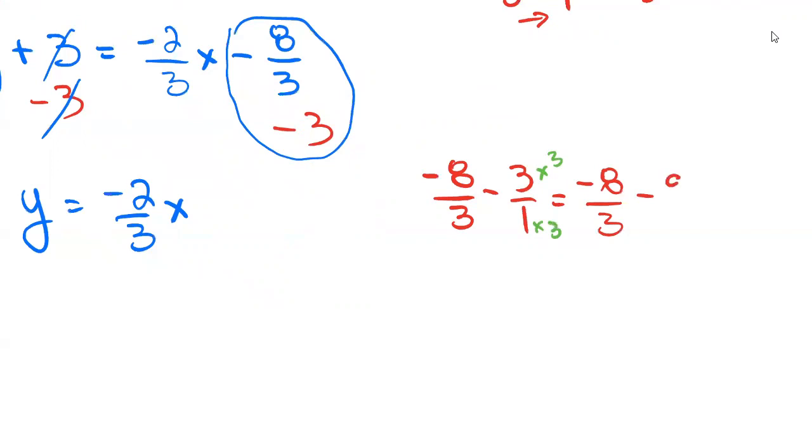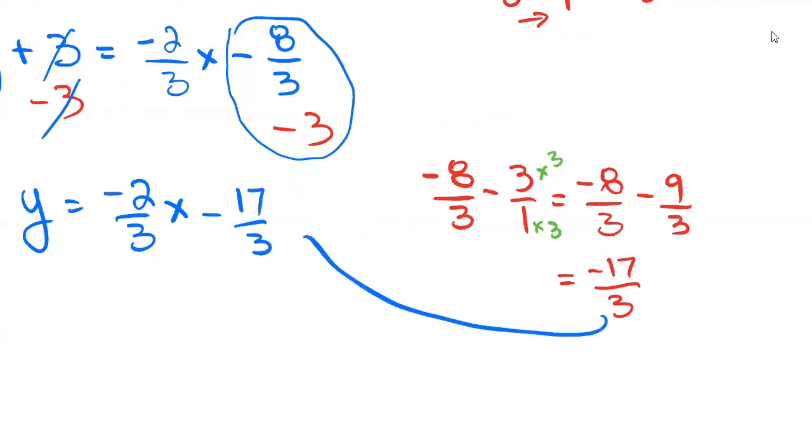So this becomes minus 9 over 3. And when we add and subtract, we just add and subtract the numerators. The denominator stays the same, so this is still going to be over 3. And then I go minus 8 minus 9 is going to be minus 17. So then over here becomes minus 17 over 3, because this carries right over here.